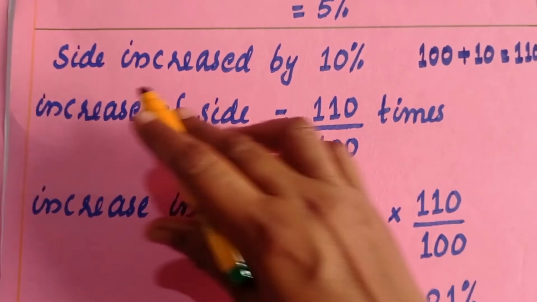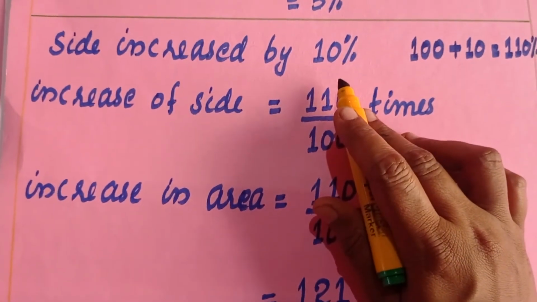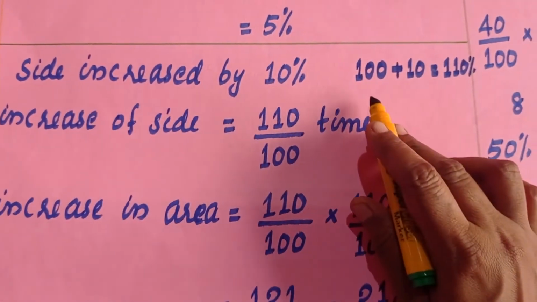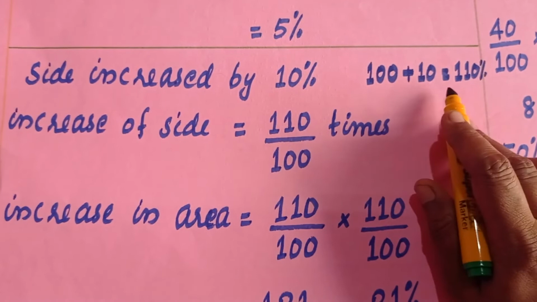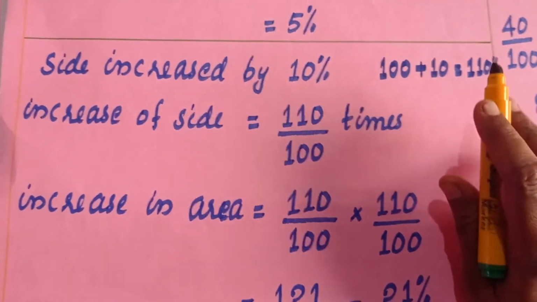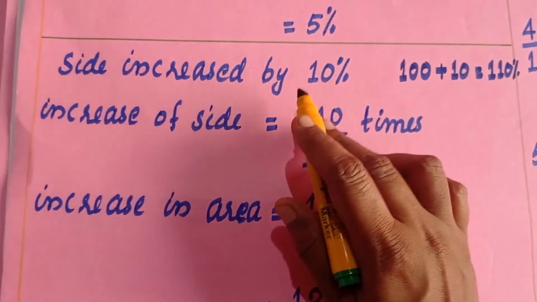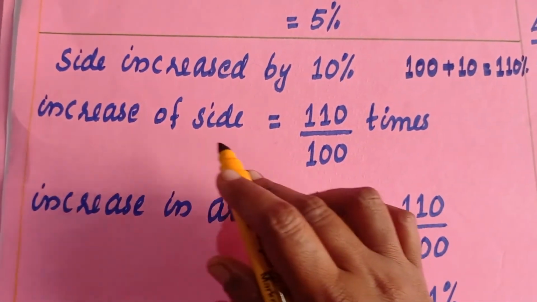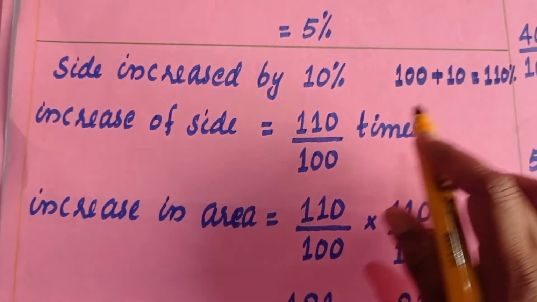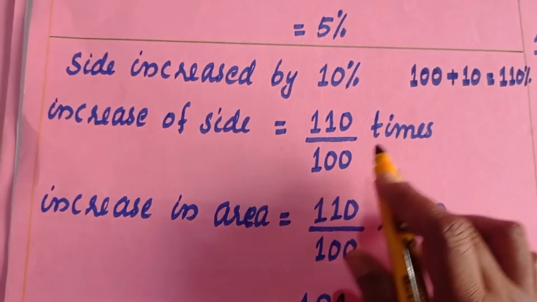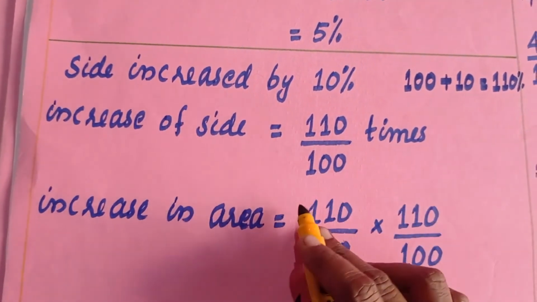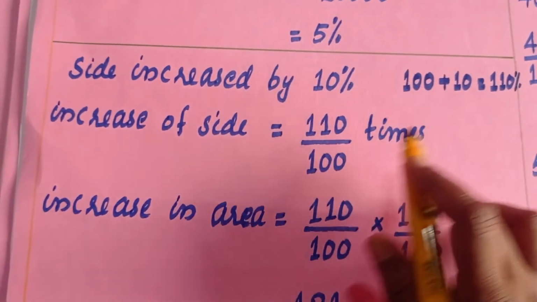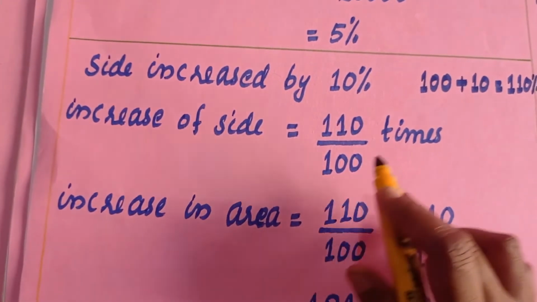His side is increased by 10%. Increased by 10% means 100 plus 10, 110%. Then the increase of side is 110 by 100 times. The fraction is 110 by 100 times.